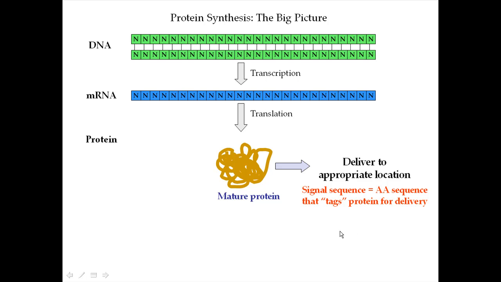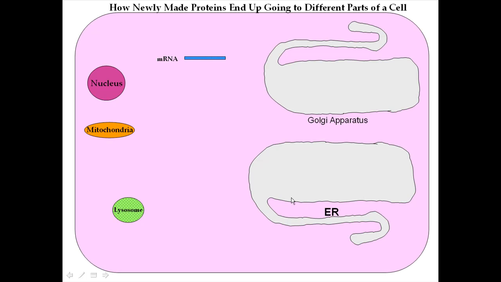And like it says here, a signal sequence is basically an amino acid sequence that's found on the protein itself that kind of tags it, that lets the cell know where to deliver the protein so that it can do what it was meant to do. So what we'll do is show you some examples of different places where proteins can end up and how they end up going there. So here's a picture of a eukaryotic cell. Here are different organelles that you find inside of a eukaryotic cell.